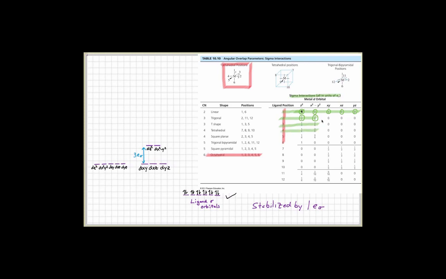And then ligand positions 3, 4, and 5 are stabilized by a similar amount, totaling 1. And then finally, ligand position 6 is stabilized by its interaction with the dz squared orbital. So all of those orbitals are lowered in energy by 1 unit. So I show those lowered just slightly. We'll draw dotted lines to indicate the interaction of the orbitals, and there we go. And so this is your energy diagram for an octahedral complex based on the angular overlap model.